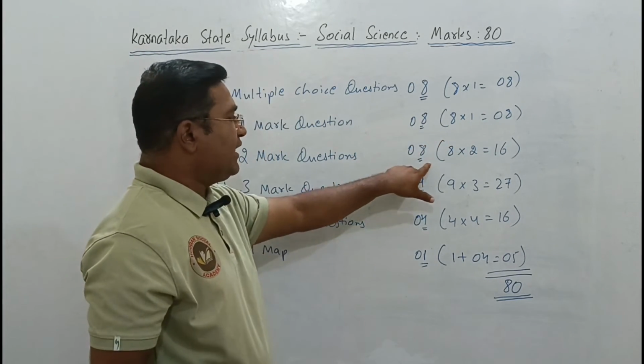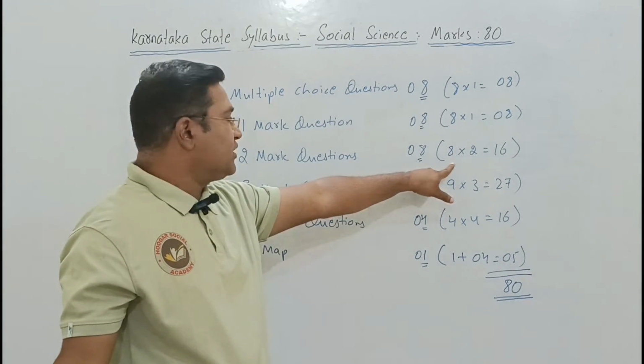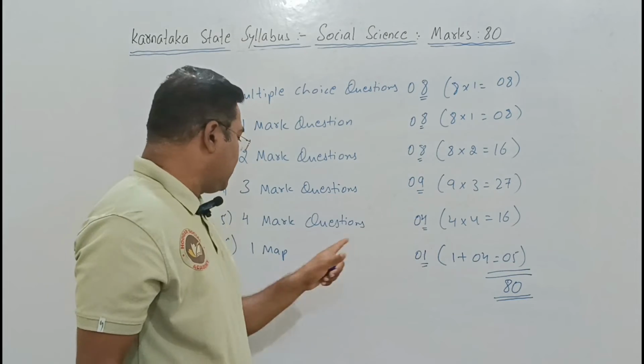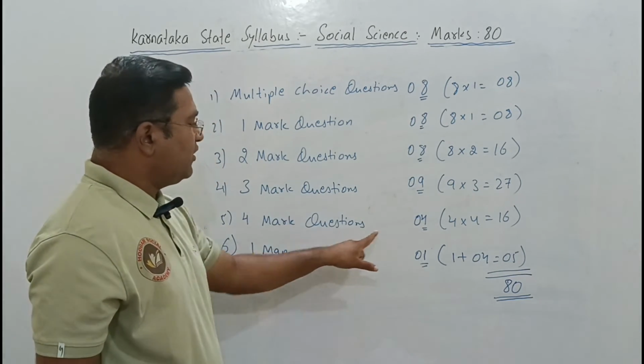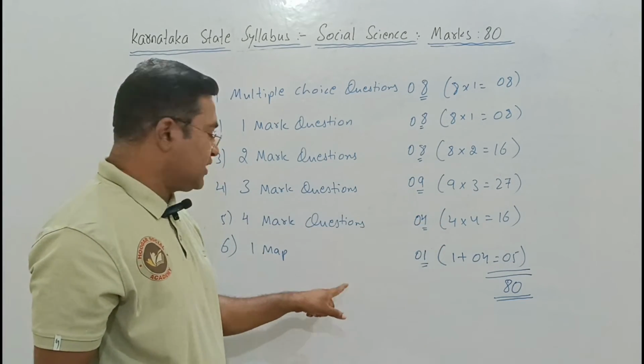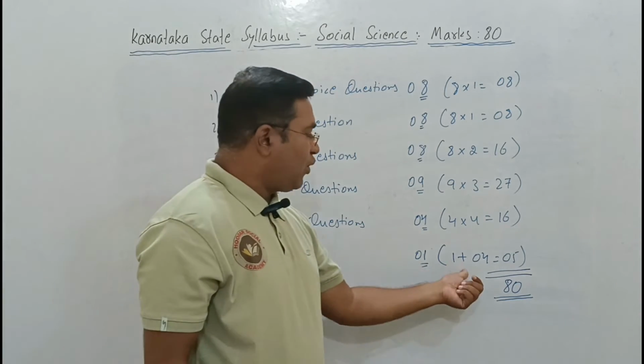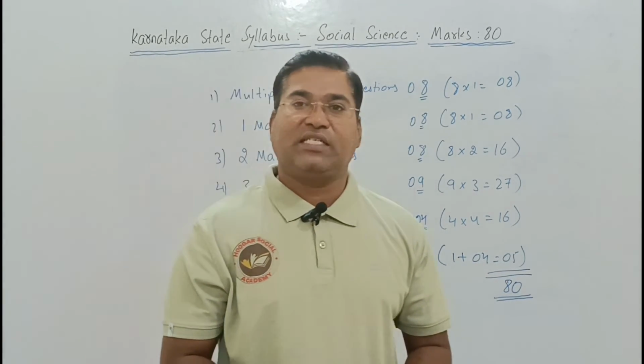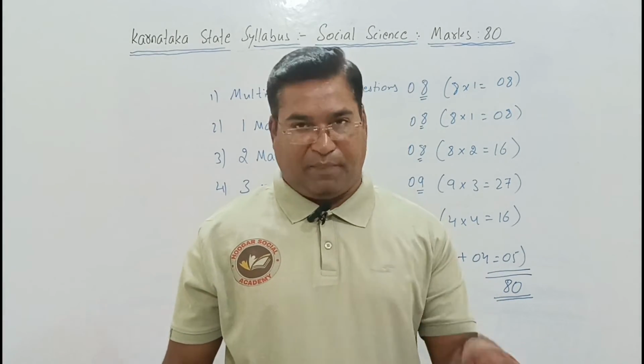2 mark question 8. 8 into 2 is equal to 16. 3 marks question 9 into 3 is equal to 27. 4 mark question 4 into 4 is equal to 16. And 1 map 1 plus 4 is equal to 5. In this pattern our social science question paper will be prepared.